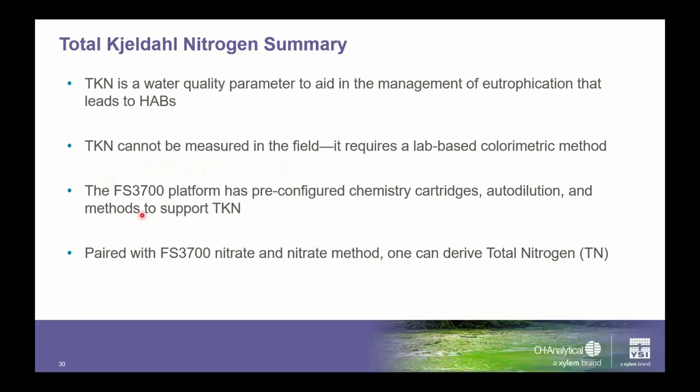The FS3700 platform that I was just describing to you has pre-configured chemistry cartridges, auto dilution, and methods that we make available to you to automate the process. And if you pair it with the nitrate and nitrite methods, which you can actually run on a second channel right on the same platform, you can derive total nitrogen.